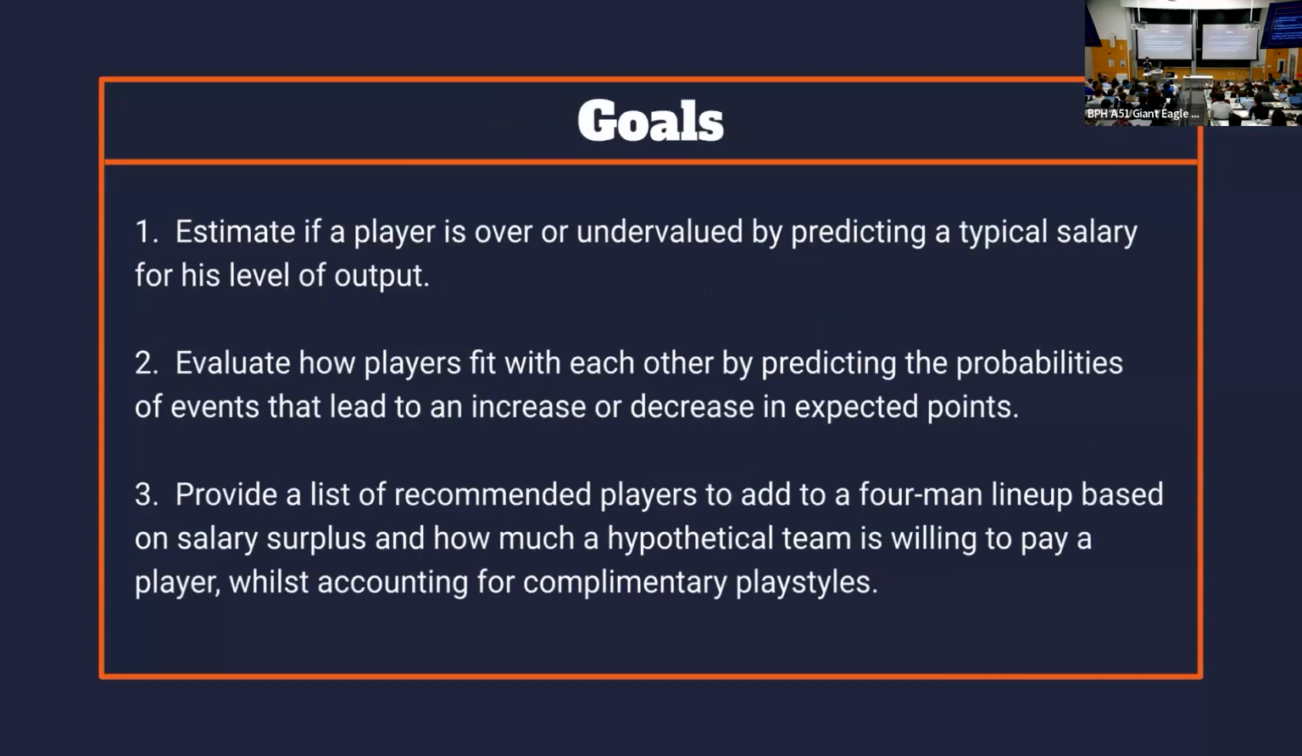So our first goal is to estimate if a player is over or undervalued by using a model to predict a typical salary for that player's level of output and comparing that value with the actual salary. Then we want to evaluate how players fit with each other by predicting the probabilities of events that lead to an increase or decrease in expected points, which we'll talk about later. And then third, we want to create a sort of fun demonstration of a tool which can provide a list of recommended players to add to a four-man lineup based on the salary surplus and how much a hypothetical team is willing to pay for a player while accounting for complementary play styles.